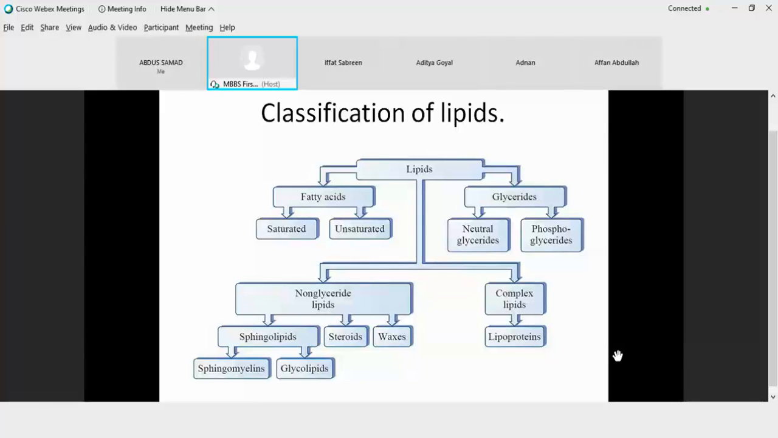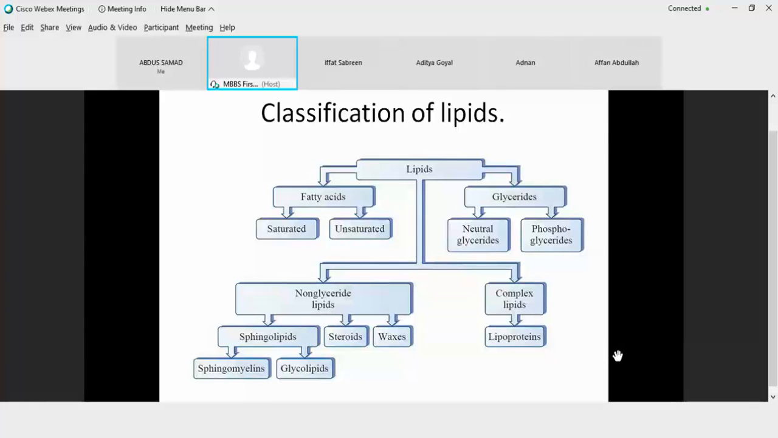So in the human system, the most common sphingolipid is sphingomyelin. A sphingomyelin has a sphingosine, a fatty acid, and a choline group. These sphingolipids could also be present as glycolipids. So starting from glycerides, a glyceride will always have a glycerol backbone.